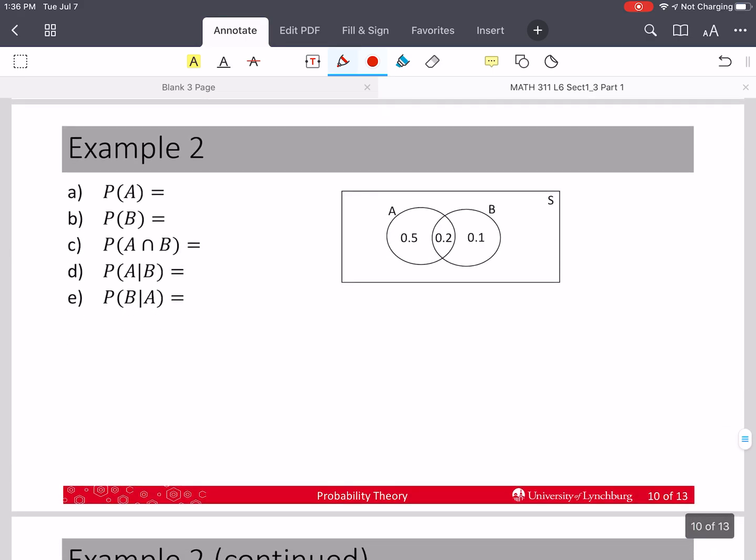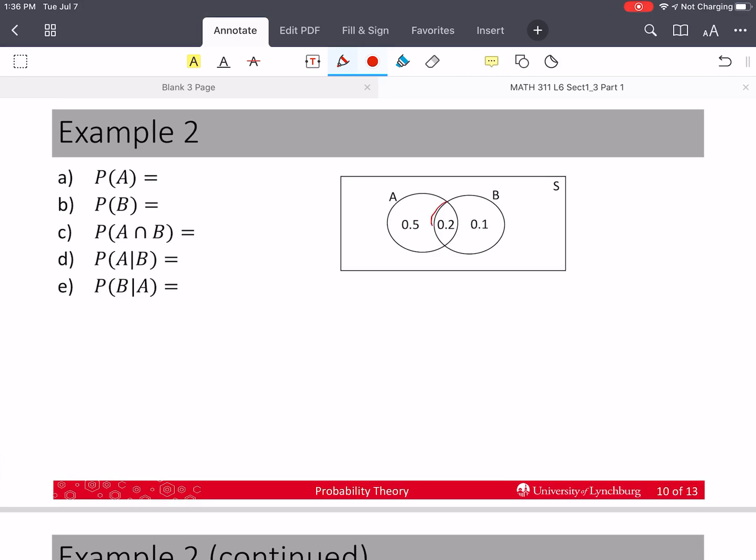So let's look at a different example. In this example, you have to be careful and know what I have given you. 0.5 is just for this portion here, and 0.1 is for this portion over here. So this 0.5 is not the probability of A, it's actually the probability of A intersect B complement. The center part is A intersect B, and this right-hand side is B intersect A complement. So the probability of A is simply 0.5 plus 0.2 equals 0.7. The probability of B is 0.2 plus 0.1 equals 0.3. The probability of A and B is simply 0.2. It's given.